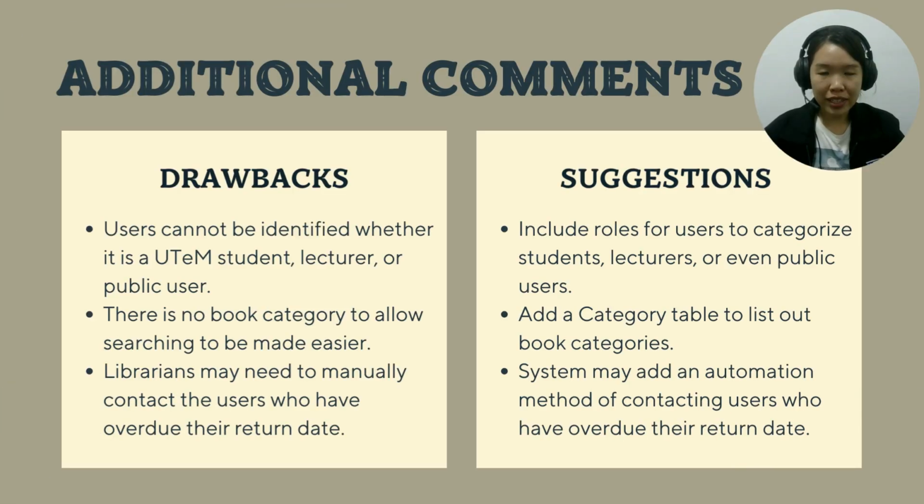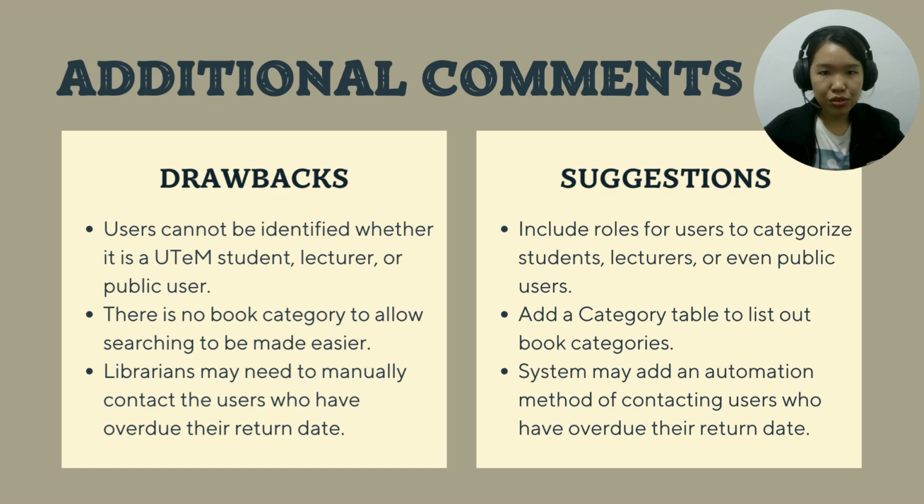These are the additional comments that we find in our system. Our system has several drawbacks, and we have also provided some suggestions to improve it. Firstly, users cannot be identified as a UTM student, lecturer, or public user. There is also no book category to allow searching to be made easier. And finally, one of the drawbacks is our librarians may need to manually contact the users who have overdue return dates.